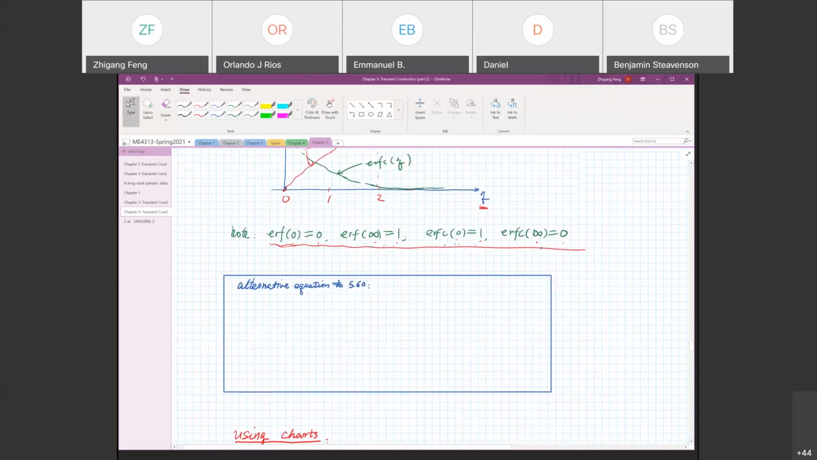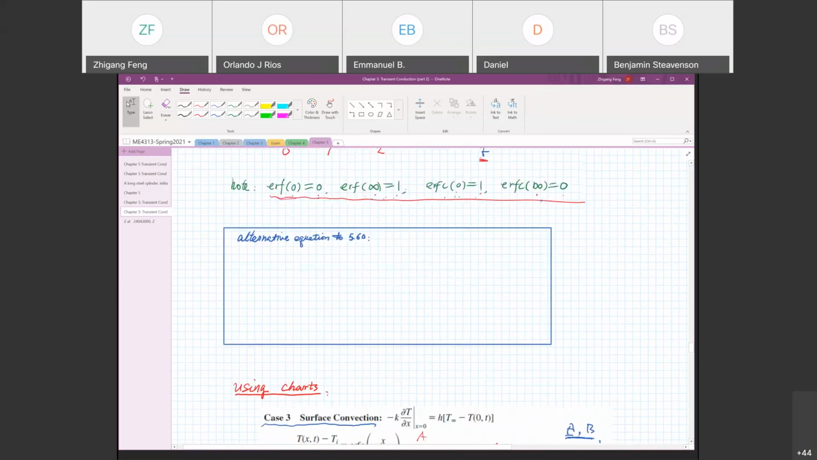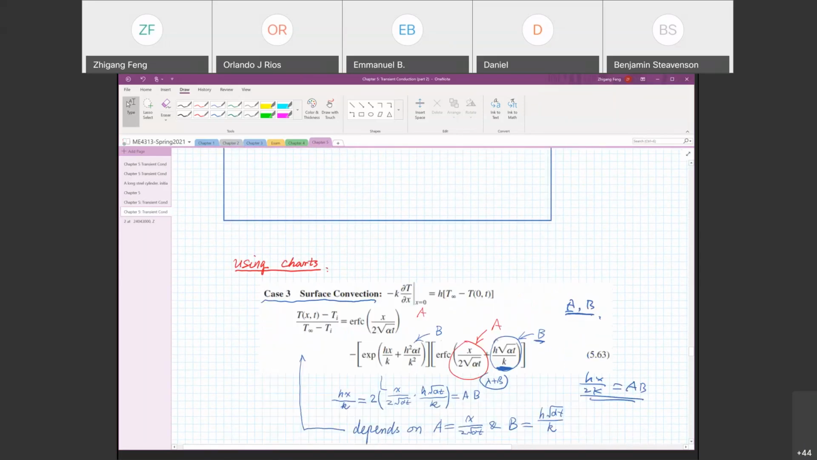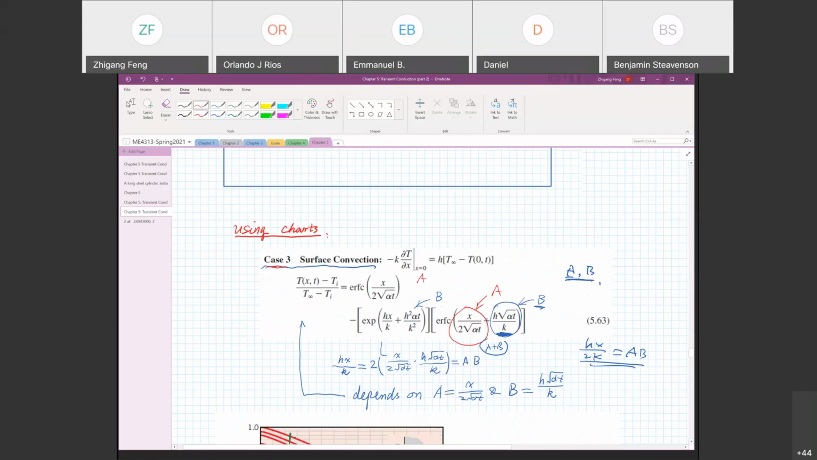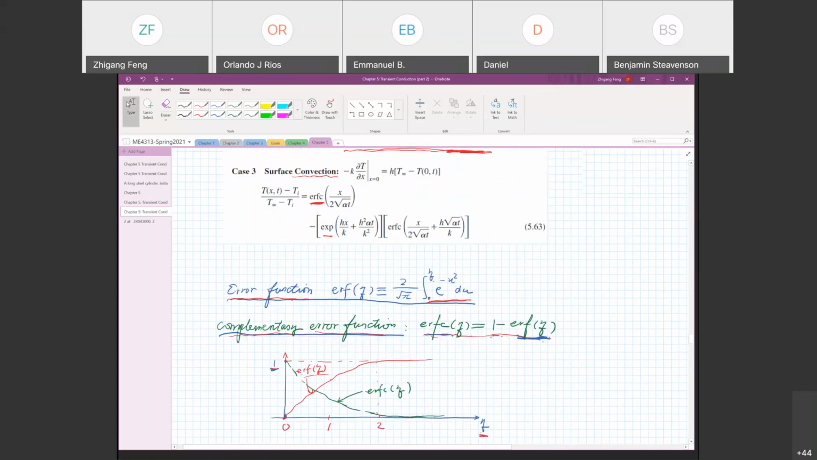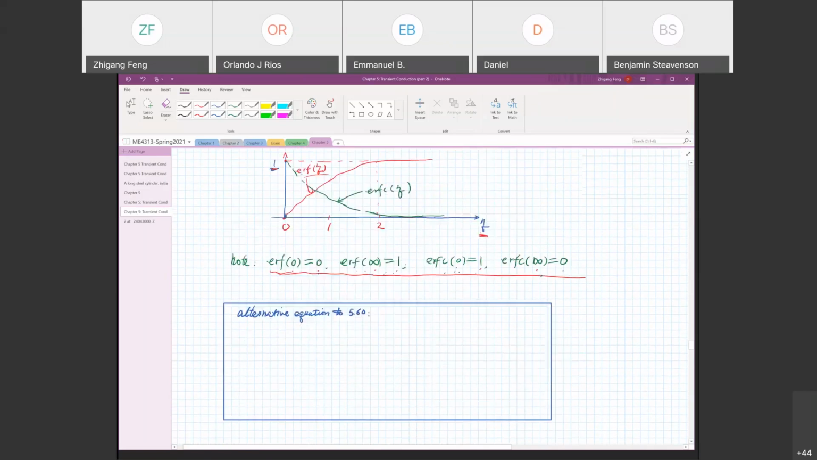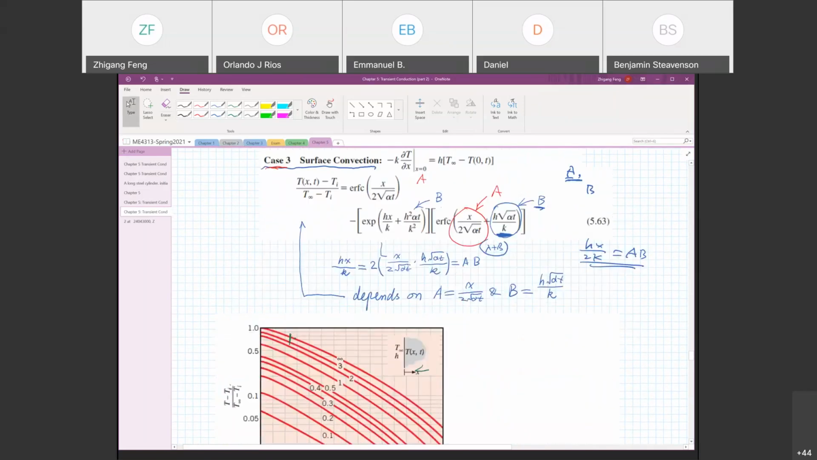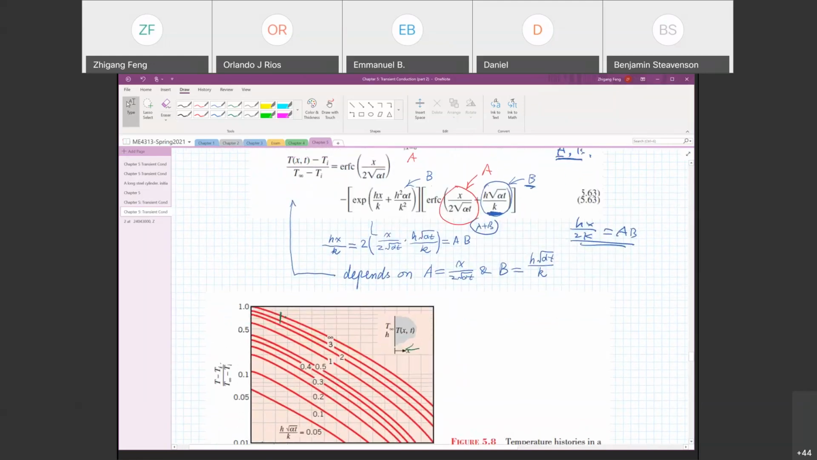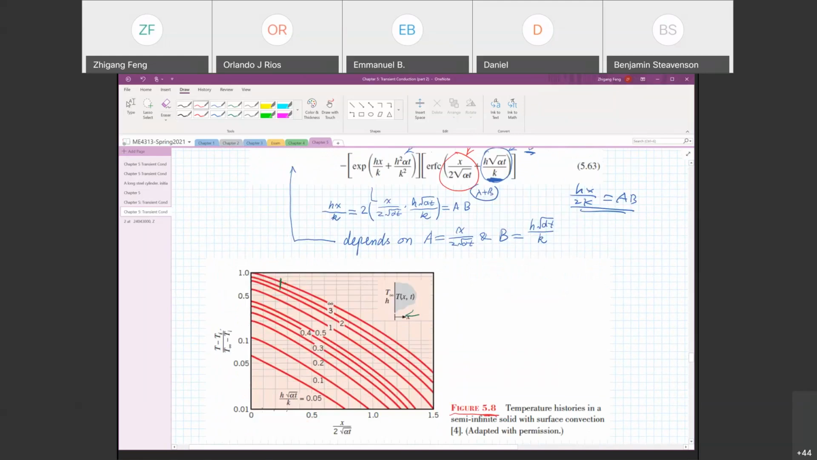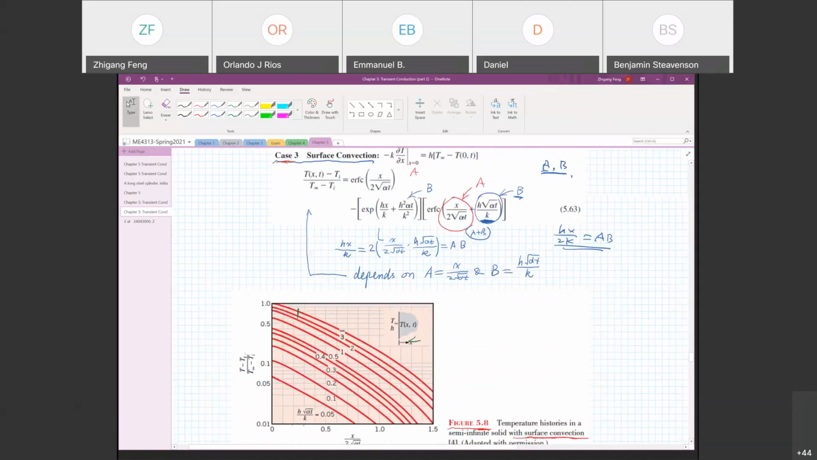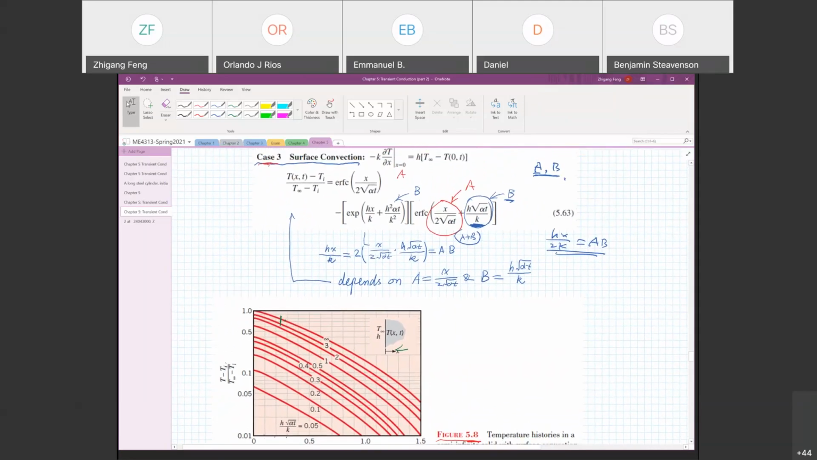So that's the solution of 3 cases for transient conduction in a semi-infinite solid. For case 3, instead of using this very complicated exact solution, we can plot a chart in advance and use the chart to do the calculation. So here is the way that we plot the chart. This is how we plot figure 5.8. Figure 5.8 is the solution for the convection surface boundary condition. Basically, we can provide the solution for case 3 using this chart.